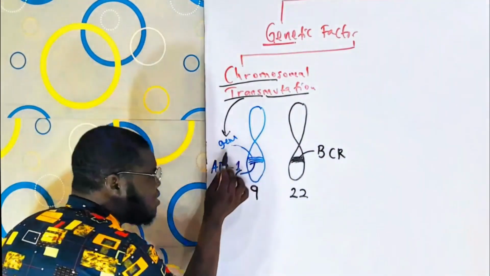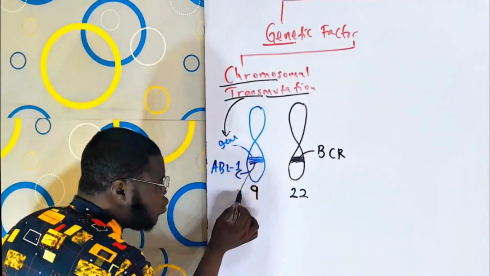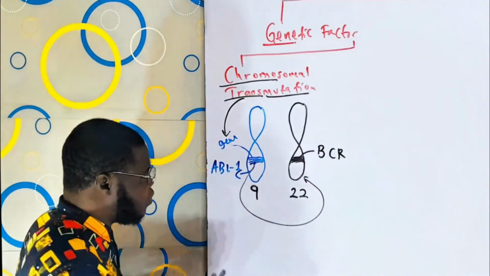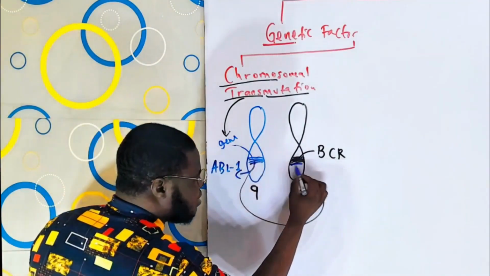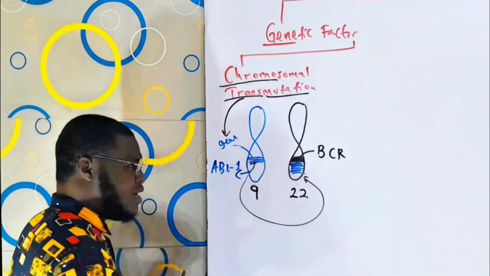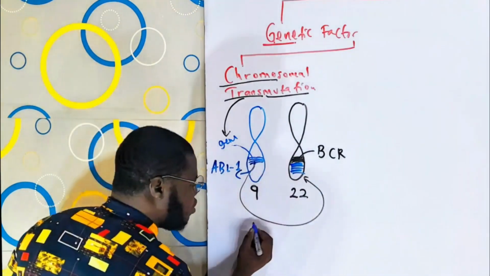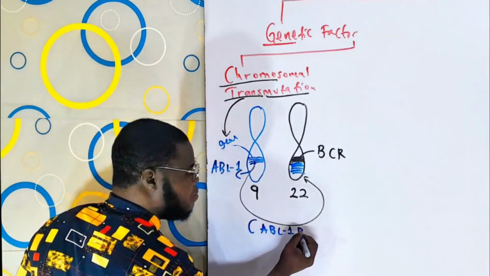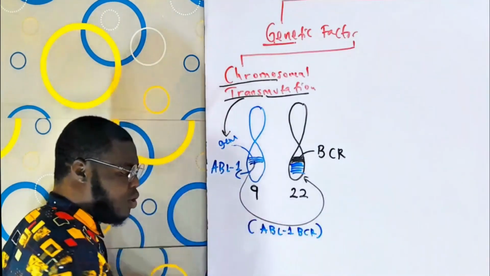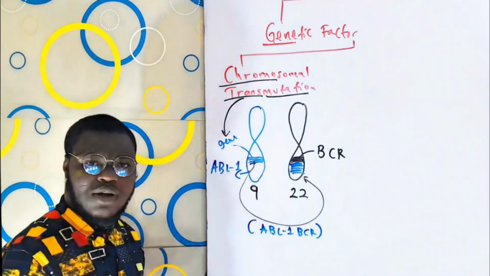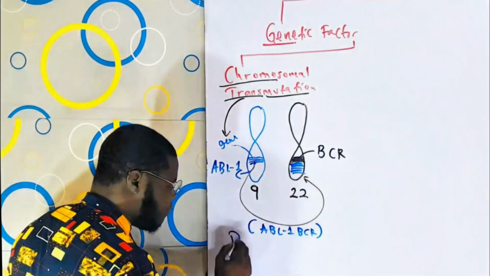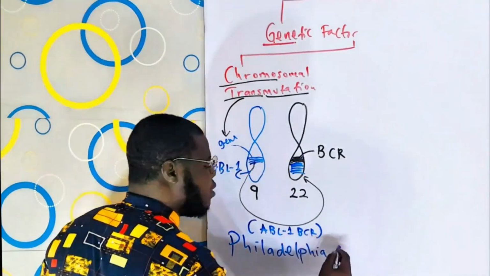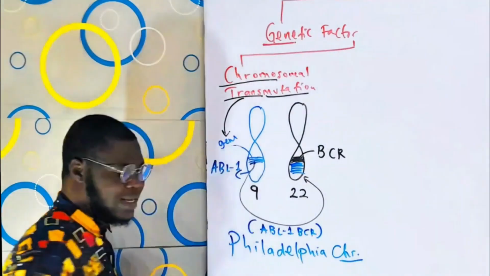Now, when the ABL gene moves and comes straight up to attach itself to the BCR gene, they form a union, and that union is called the ABL1 BCR gene, or you call it the BCR ABL1 gene. But popularly, we call this the Philadelphia chromosome. Philadelphia chromosome, as simple as that.